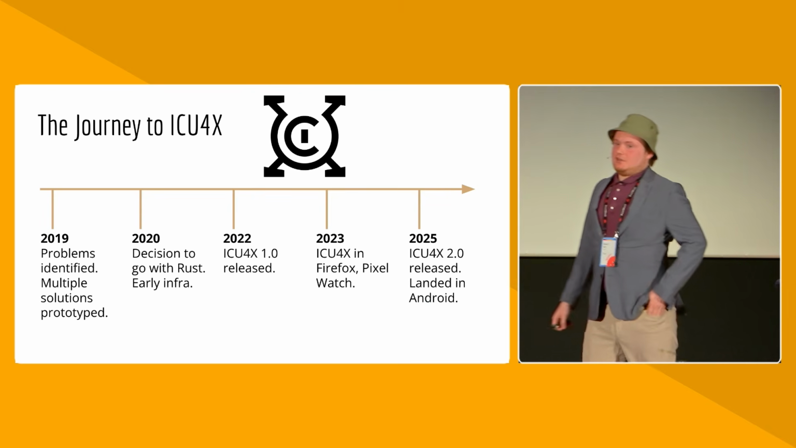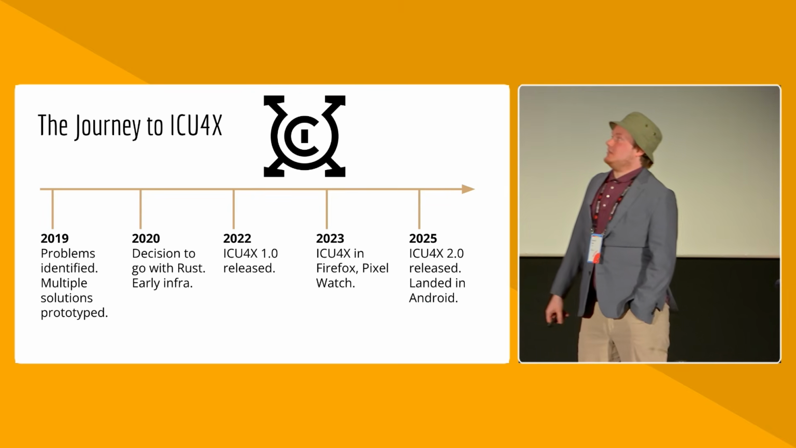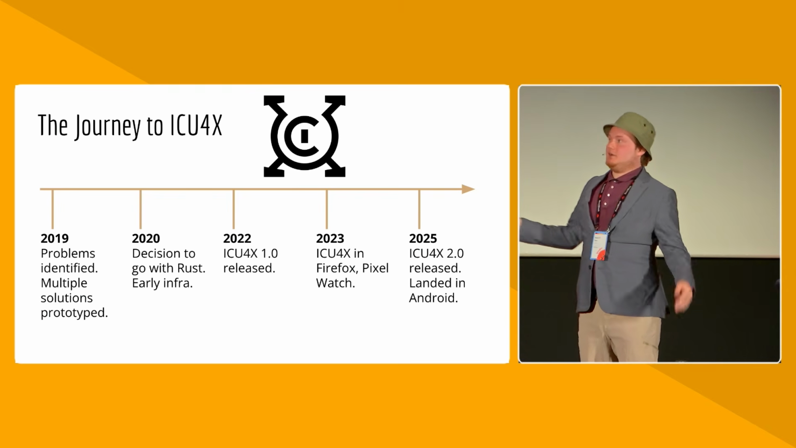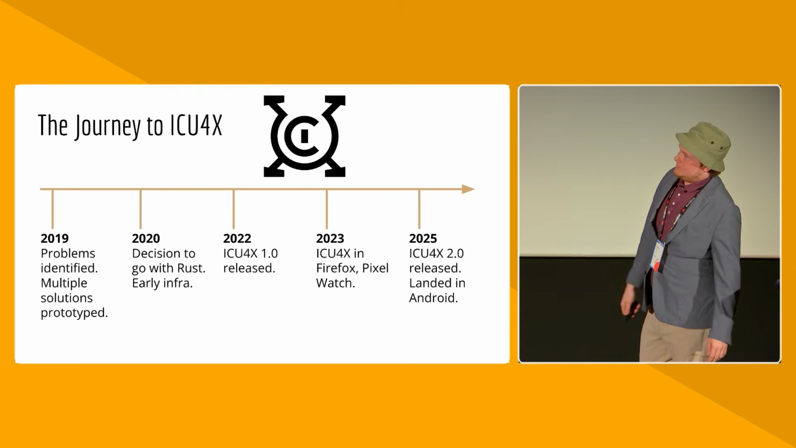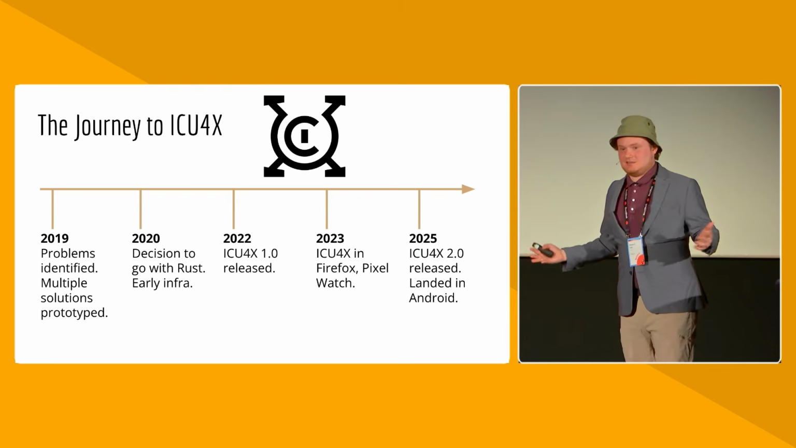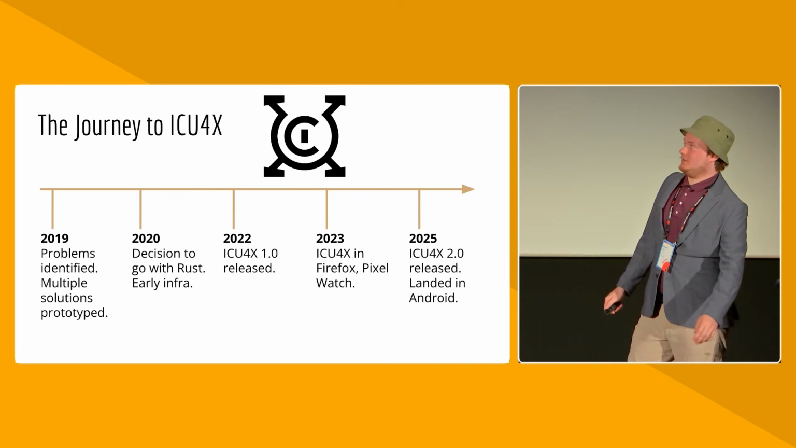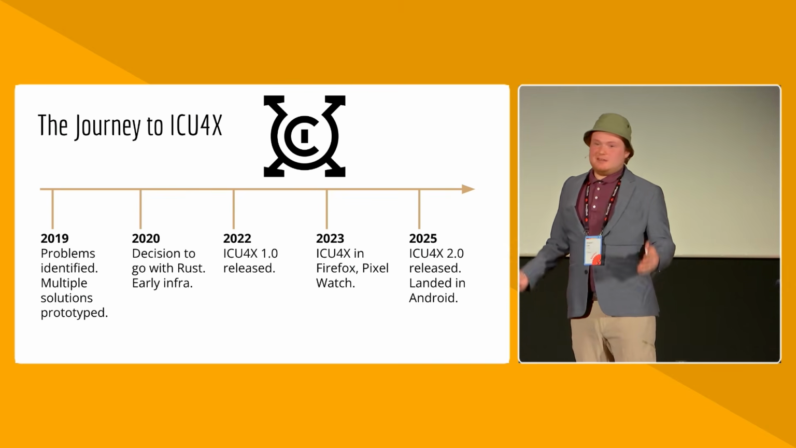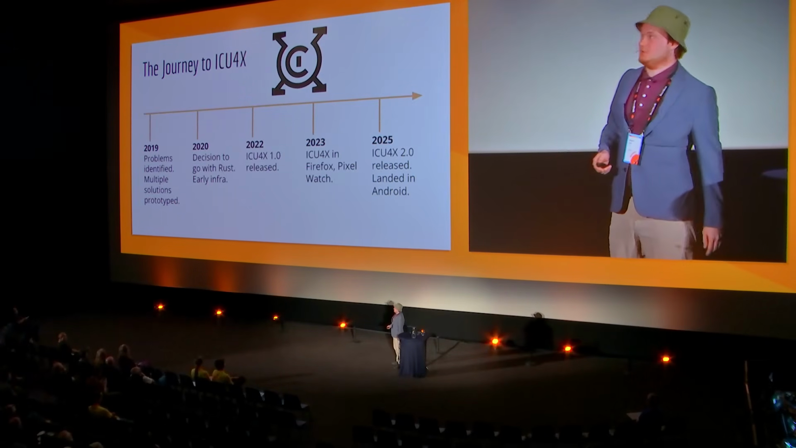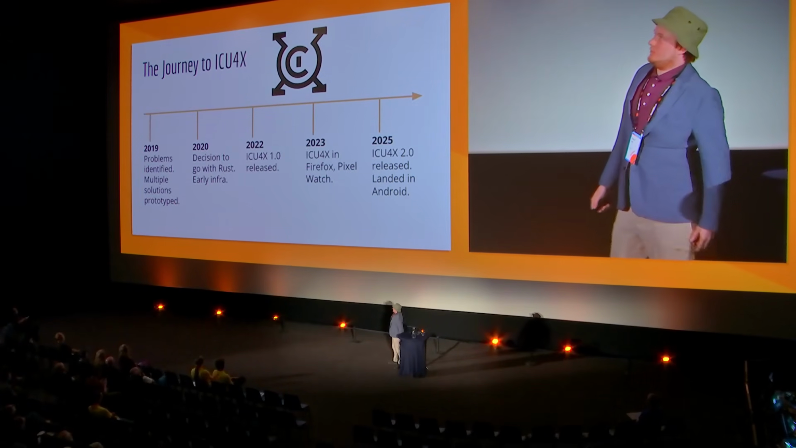So this is when we decided to go ahead and form the ICU4X project. Here is a little timeline of the history of the ICU4X project up to now. In 2019, we formulated these ideas, pitched them, and tried to get a team together to start solving them. In 2020, we made one of the most pivotal decisions, which was to go with Rust for solving these problems. We implemented some of our early infrastructure.